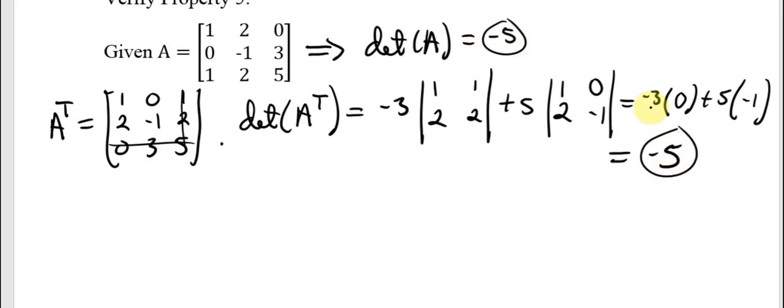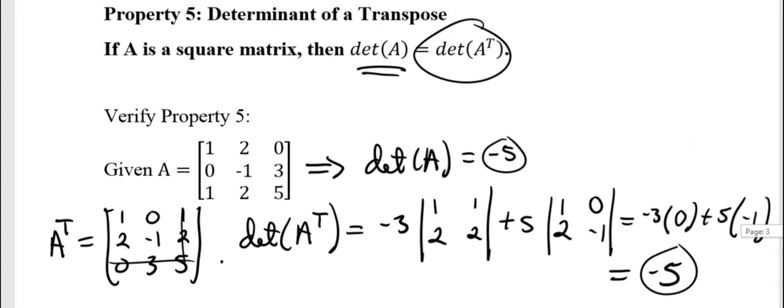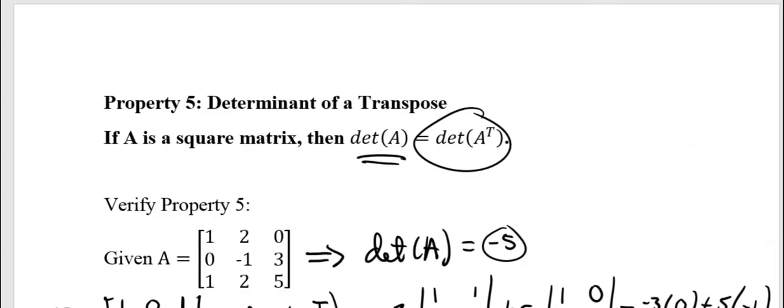Yep. So going forward, you really don't have to do all that. If they ask you to find the determinant of A transpose, then you just find the determinant of A, if that's easy. And then these determinants will be the same thing.